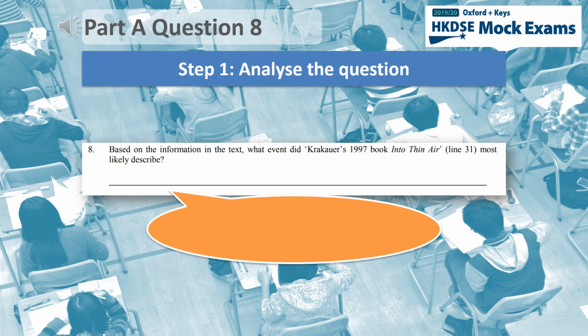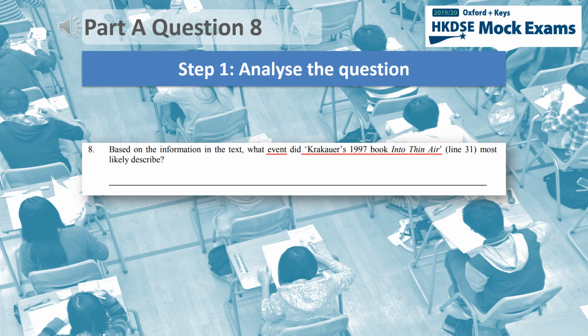This is a short response question that requires you to make inferences about the text. The question asks you to identify the event that Krakauer's book Into Thin Air most likely describes. You are asked to do this based on the information in the text. This suggests that the answer cannot be found simply by looking at paragraph 8. Also note the words most likely. This suggests that the answer is not stated explicitly in the text.